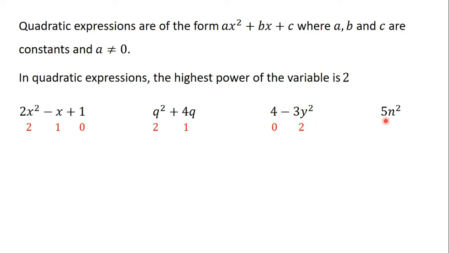Let's consider the last example. It has only one term, that is 5n squared. The variable is n. The power of n here is 2. So we can see that in each one of these examples, the highest power of the variable is 2. When you have an expression like that, it is known as a quadratic expression.